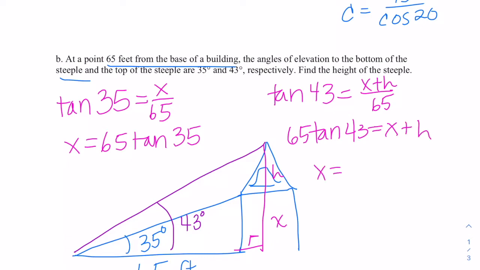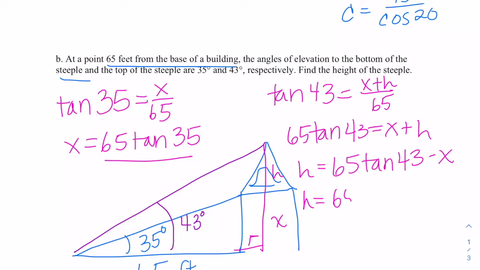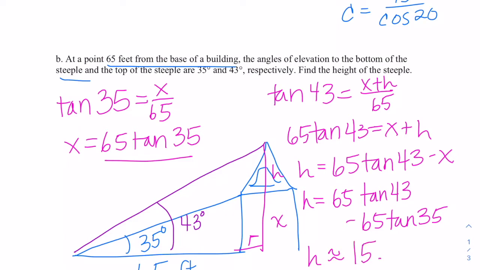So H equals 65 tangent 43 minus X, and we already figured out X here, so I could just plug that in. I'm just going to subtract it here, 65 times the tangent of 35. So that's approximately 15.1 feet. All right, just using overlapping triangles.